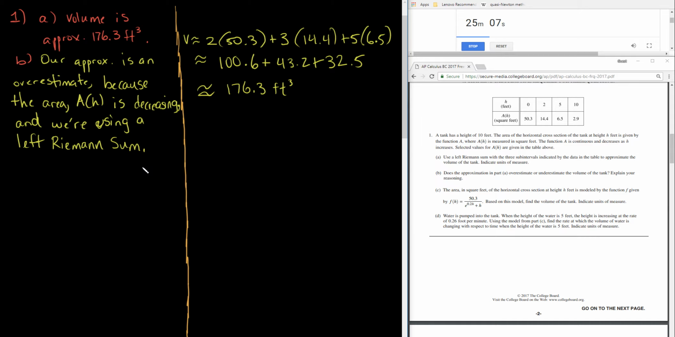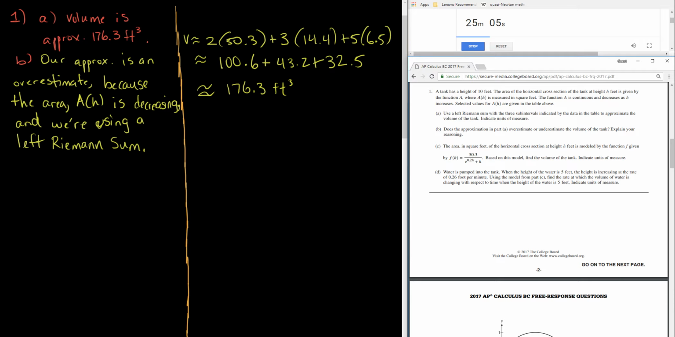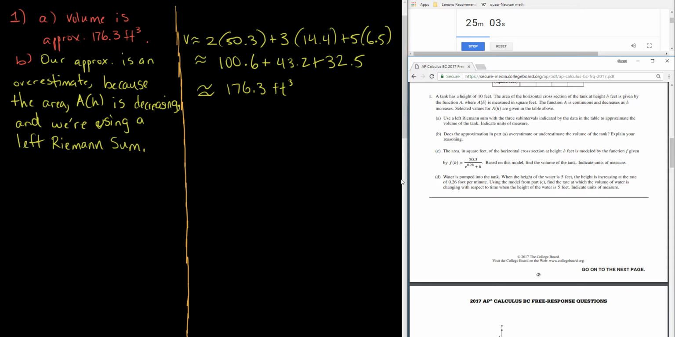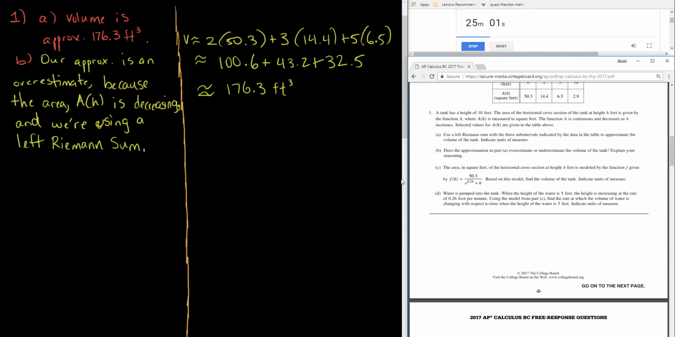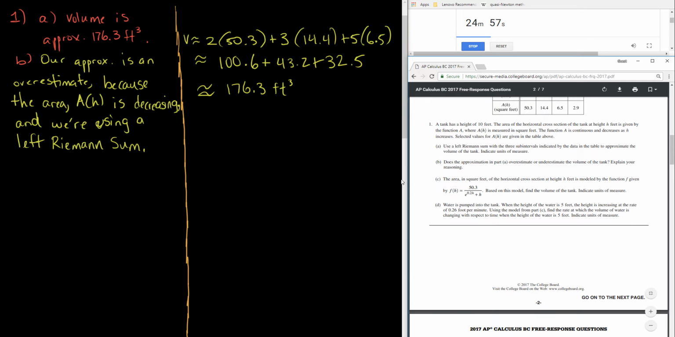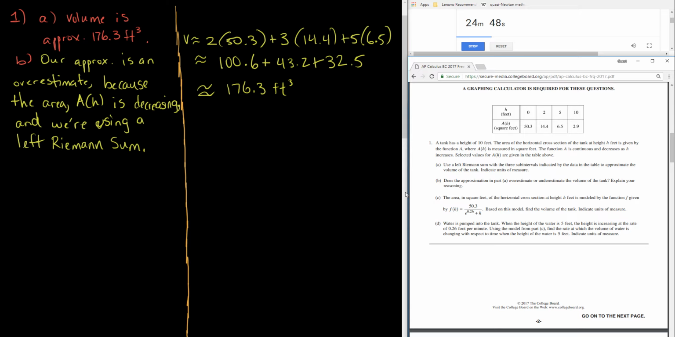Okay, that's pretty good. The area in square feet of the horizontal cross-section at height h feet is modeled by the function. So now it's actually giving us a function to work with. Based on this model, find the volume of the tank, indicate units of measure. So, if this is the actual horizontal cross-section, we can just take the integral from 0 to the total height, which is 10. So, this is going to be the integral from 0 to 10 of 50.3 divided by e to the 0.2h, plus h, dh.